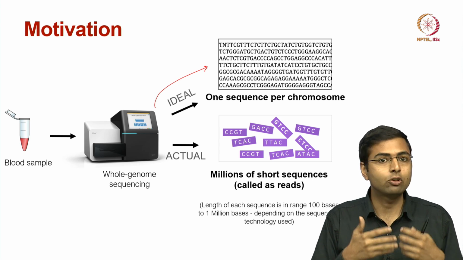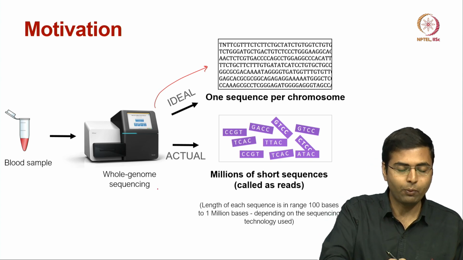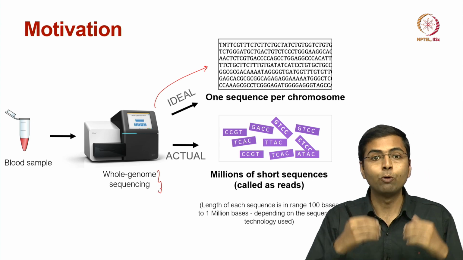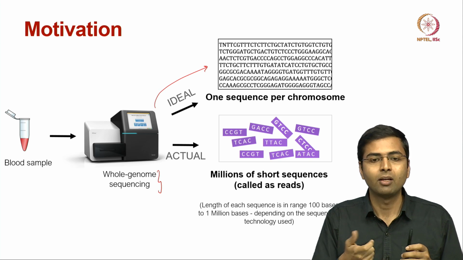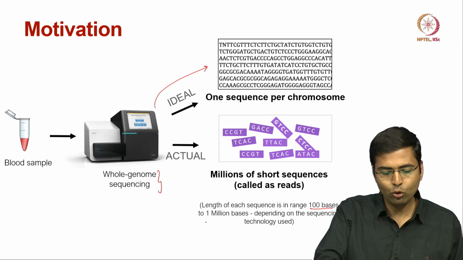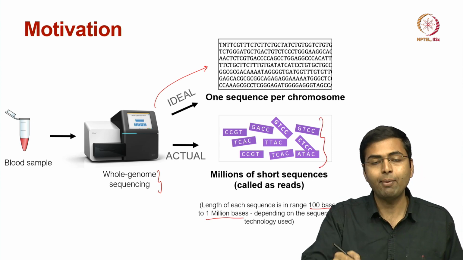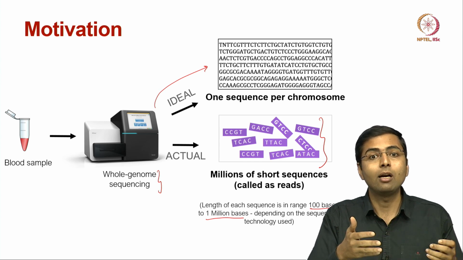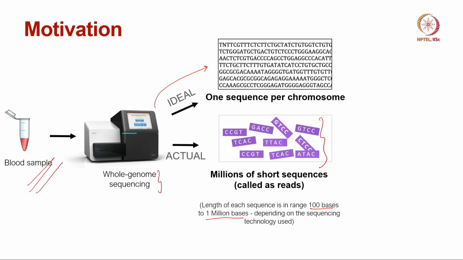However, in practice that does not happen. Typically when you do whole genome sequencing, due to various technological limitations, what we get as output is millions of short sequences that are fragments of the genome. The length of these sequences can vary from 100 to 1 million bases depending on the technology being used, but ultimately you will get these fragments of genome sequence, and now it is up to us to understand what mutations were there in the target genome which I had sequenced.